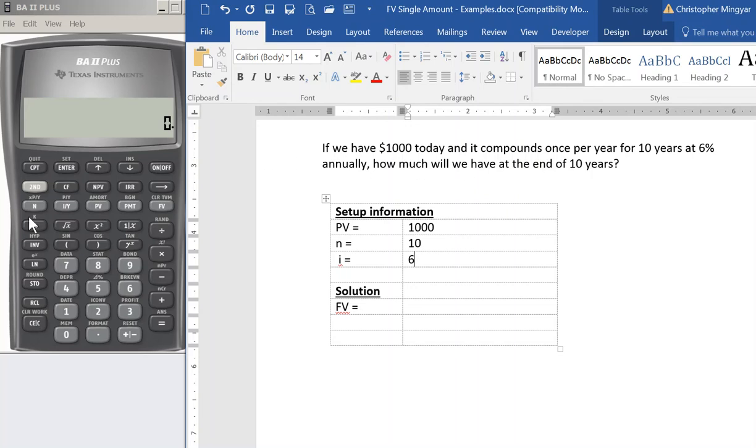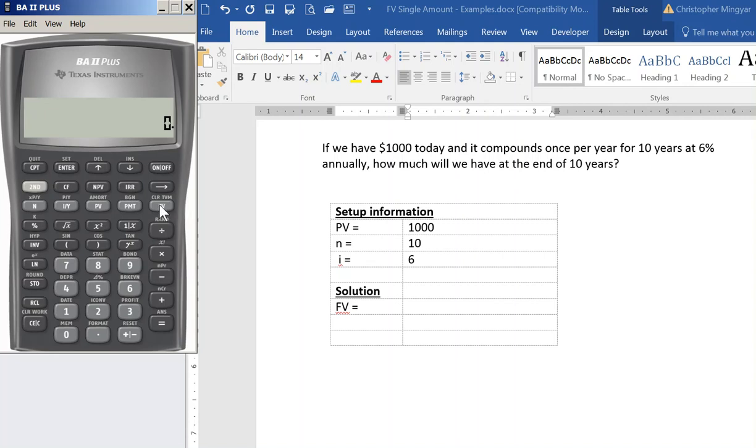So we'll go over to the BA2 Plus, clear out any previous time value memories. So these are the buttons we're going to be using. N for number of periods, I for compounding rate per period, present value, we're not going to be using the payment in this illustration, and future value. So to access these uppercase functions, these functions above the buttons, we first hit the second button. So we hit second, and we clear out time value memories, CLR-TVM.